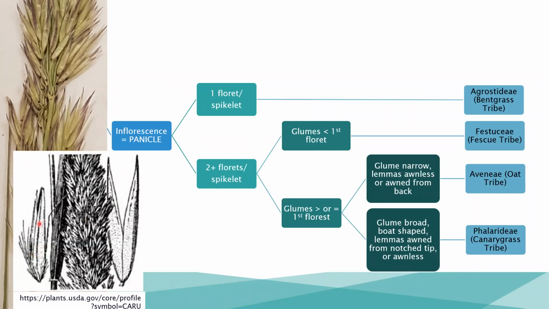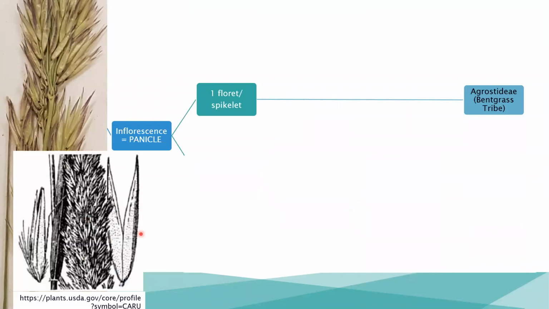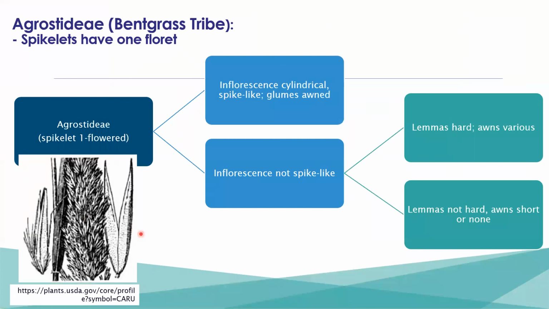So we can see here that there's just this one floret in the spikelet. And that very quickly takes us all the way over to the bentgrass tribe. I am too excited to speak Latin. Sorry, guys. All right, so in our bentgrass tribe, we clearly have one floret per spikelet.